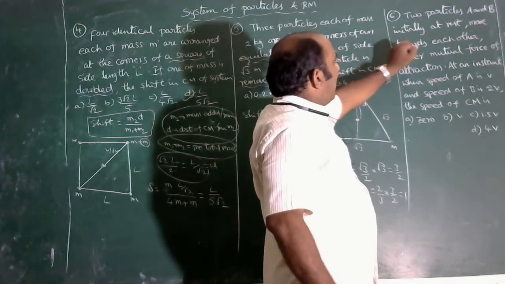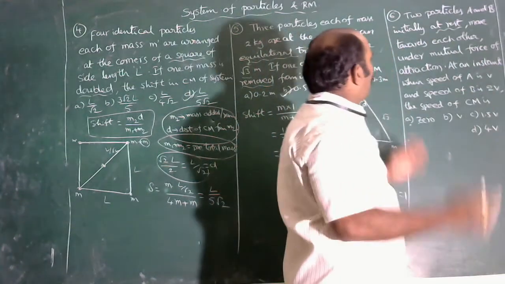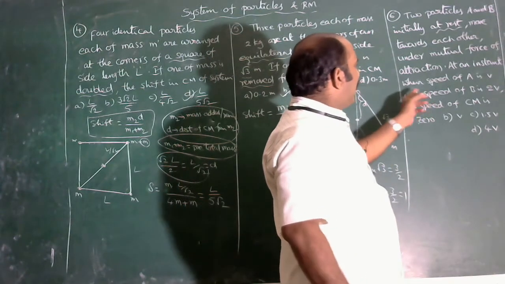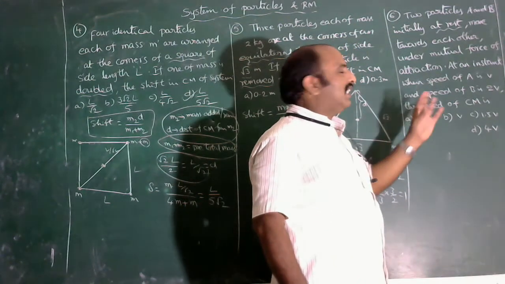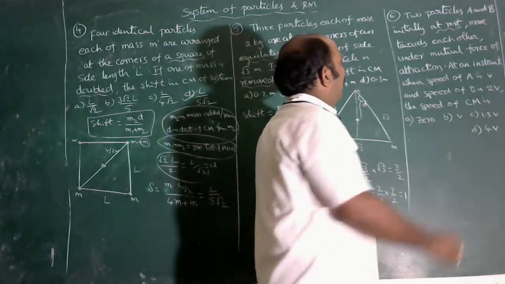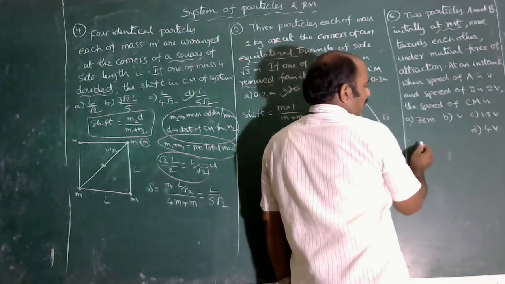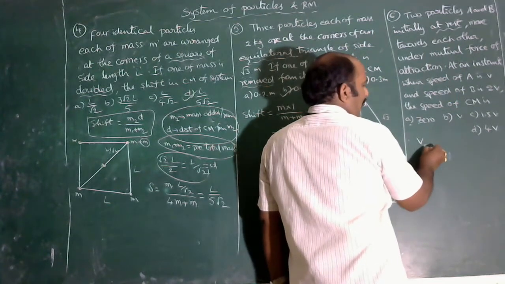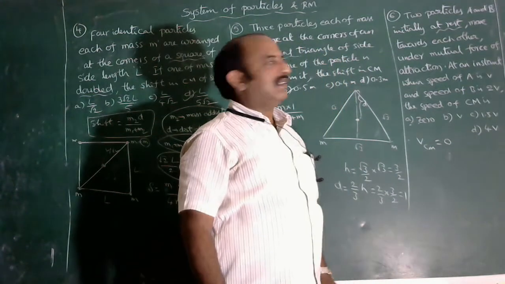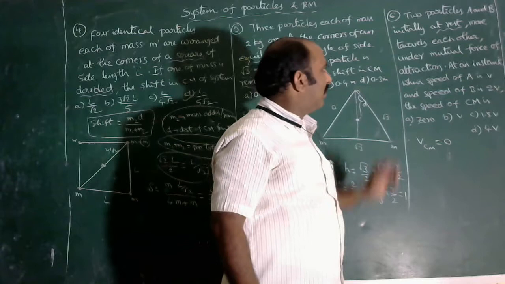Two particles A and B, initially at rest, move towards each other under mutual force of attraction. At an instant when the speed of A is v and the speed of B is 2v, what is the speed of the center of mass? Initially, two particles are at rest. Then the velocity of center of mass is also at rest. Okay, this is the initial position. Center of mass velocity becomes 0.